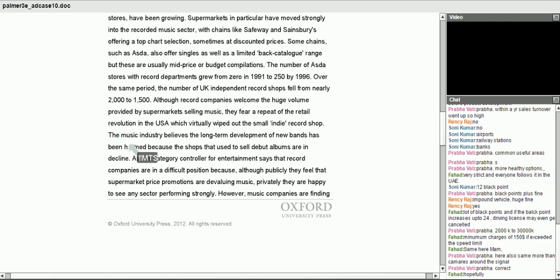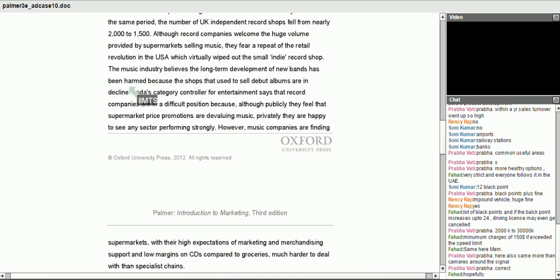Okay, so you can see the music industry believes that the long-term development of new bands has been harmed because the shops that used to sell debut albums are in decline. There are no longer retail shops in the market for selling music CDs and cassettes. And for a debut band, no established brand will like to take it up. So that is a problem with the new band.